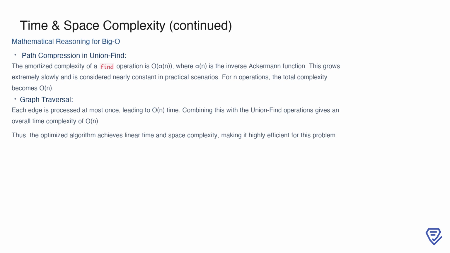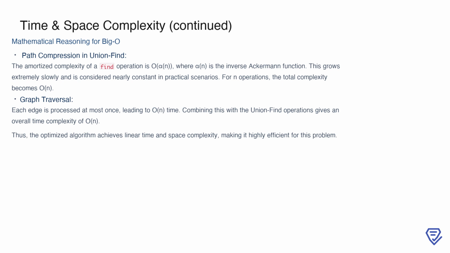The find operation benefits from path compression, which ensures that its amortized complexity is O(alpha(n)), where alpha(n) is the inverse Ackermann function. This function grows extremely slowly, making it effectively constant for all practical inputs. Consequently, n union find operations collectively take O(n) time. Additionally, since each edge is processed only once during the graph traversal, this step contributes O(n) time as well. Combining these factors, the overall time complexity of the algorithm is O(n).